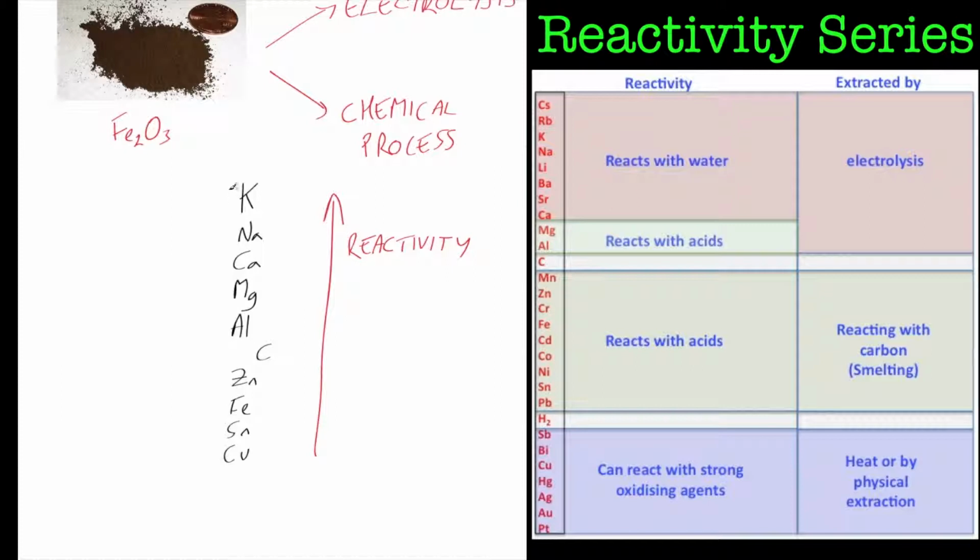These compounds here, because these are the most reactive of the elements, are usually extracted using electrolysis. And these compounds here, and iron's one of them, so we've got the iron oxide up there, are usually extracted using what's called a chemical process.